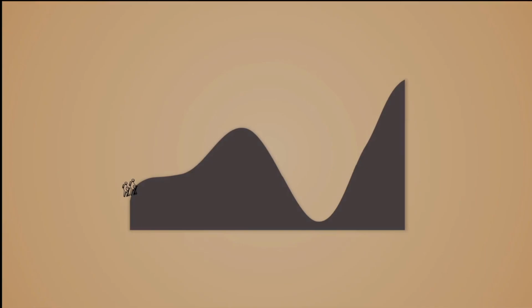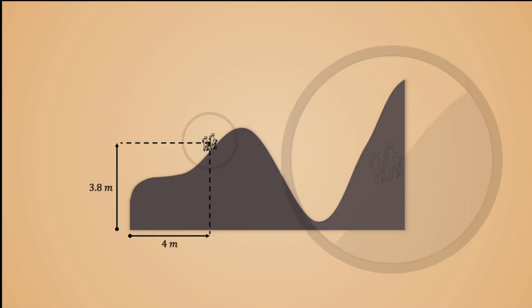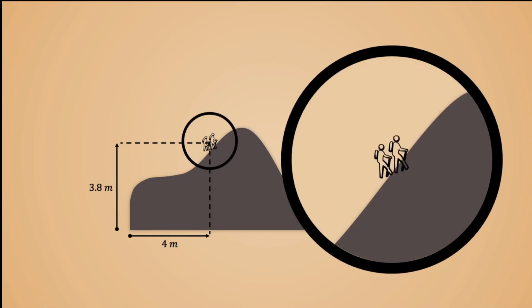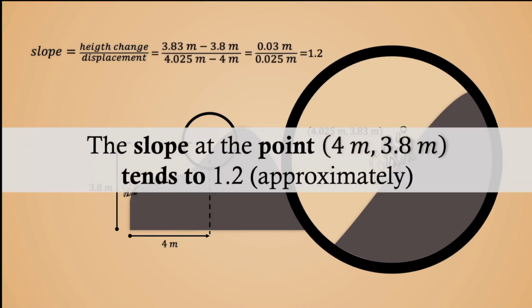Now, focusing on the concept of slope, let's fix ourselves on the mountain at a certain horizontal displacement of, for example, 4 meters, where the height is 3.8 meters. From here, we can study small height changes. If we calculate the quotient of the height change by the small distance moved for smaller and smaller displacements, we tend to a certain value of the slope, 1.2, at a displacement selected of 4 meters.